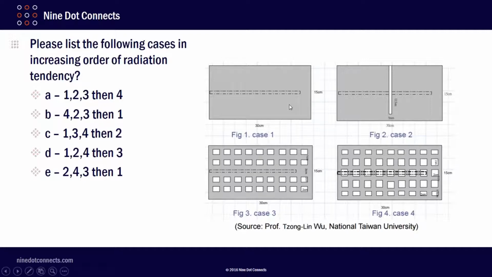And what he wanted to find out is which one of these cases created the worst radiation. In other words, when you're radiating signals, you don't have as much energy left in your signal to create a good signal recreation at the load. So look at these 4 situations, and I want you to rate them in increasing order of radiation tendency.